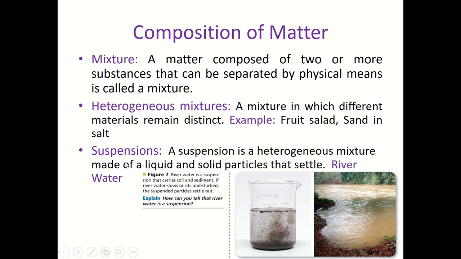Now, one example of a heterogeneous mixture is a suspension. And what is a suspension? A suspension is a heterogeneous mixture made of liquid and solid particles that settle.